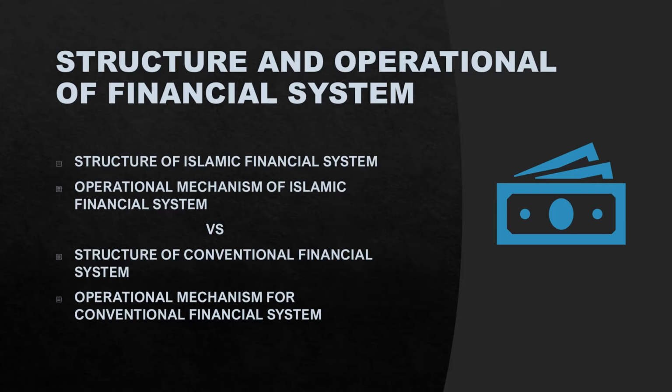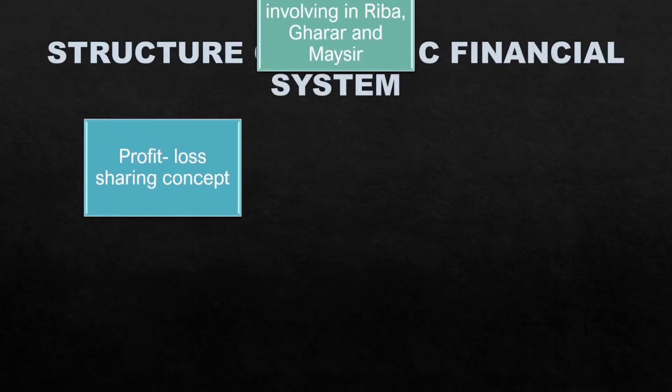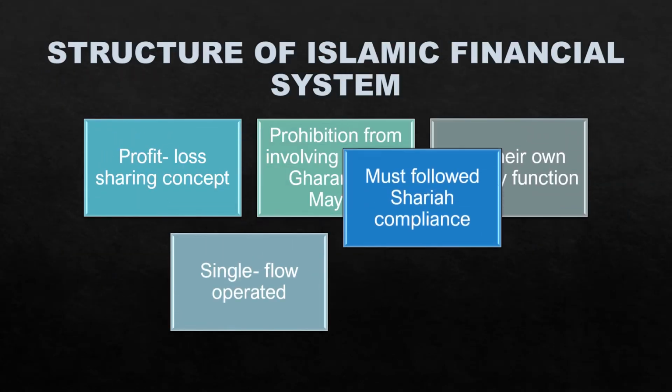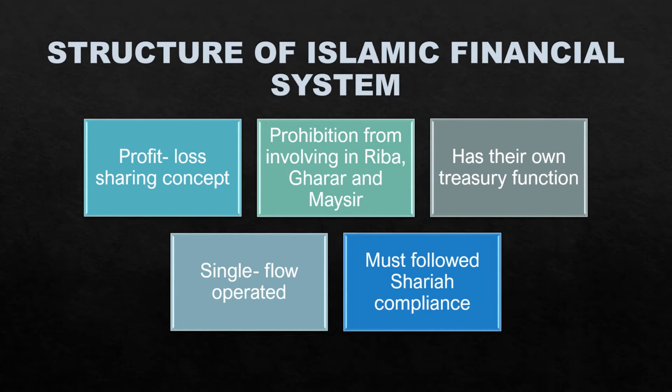So here we will see the structure and operations of the financial system under the Islamic financial system and under the conventional financial system. Moving to the structure of the Islamic financial system, it has 5 characteristics, which are: first, the profit-loss sharing concept; second, prohibition from involvement in projects that contain riba, gharar and maisir; third, they have their own treasury function for their work stream; fourth, single flow operation; fifth, must follow the Sharia compliance set under Sharia law.